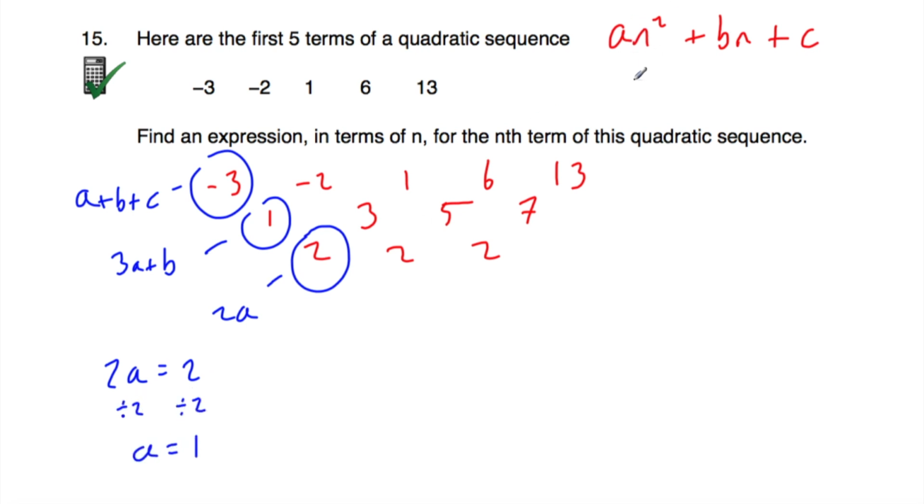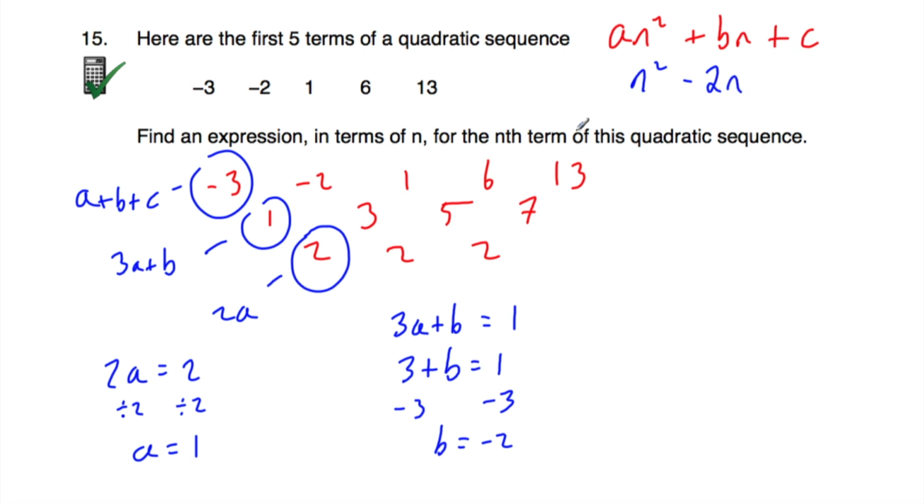So that means it's just going to be n squared. Now, if we look at our first difference, we've got 3a plus b is equal to 1. Now, a is equal to 1, so we've got 3 times 1. So that's 3 plus b is equal to 1. And if we take away 3 and take away 3, we get that b is equal to negative 2. So it's going to be minus 2n.